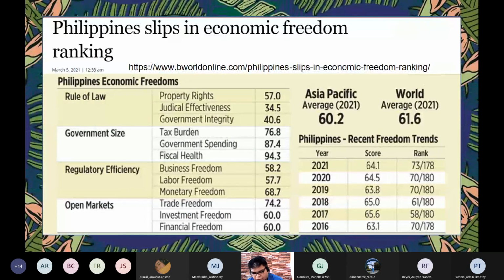Okay, economic freedom, merong article sa book, no? Okay. So, latest to, no? March 5. Fresh na fresh pa, March 5, 2021. So, this is the reference. So 60.2 ang Pilipinas. The average is 61.6. The Philippines got a score of 64.1. So dito naglalaro ang Philippines. 64, 63, 65. The highest we got recently is 65.6 under President Duterte, no? Pero dati nasa 50-something lang tayo.